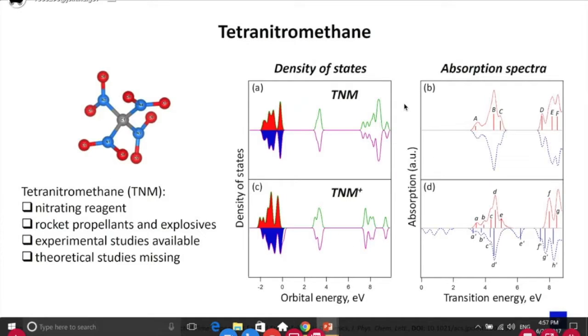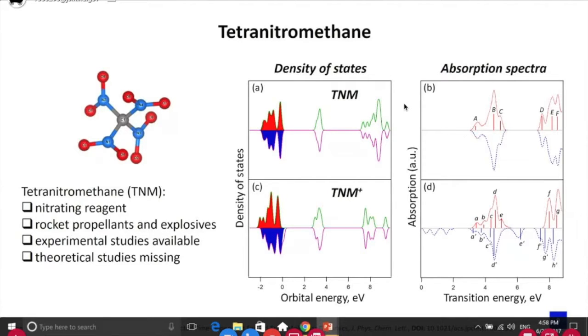Okay, so this time I'm going to use spin unrestricted TDESMD to simulate the photofragmentation of tetranitromethane molecule. Why are we interested in this molecule? Well, there are lots of reasons. First, this molecule has many applications. For example, it can be used as a nitrating reagent and explosive. Also, there are many experimental studies on the photofragmentation of this molecule, but the theoretical studies are limited. And more importantly, because this molecule has very few atoms, we can save lots of computational resources by studying this molecule.